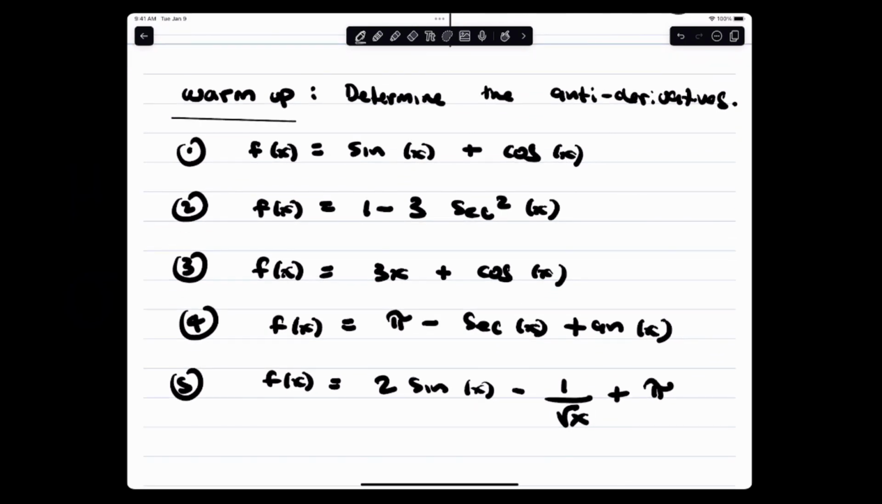Okay. I'm going to give you guys some examples of antiderivatives. And I'm going to get out my clock. We'll see how this goes. Come on.